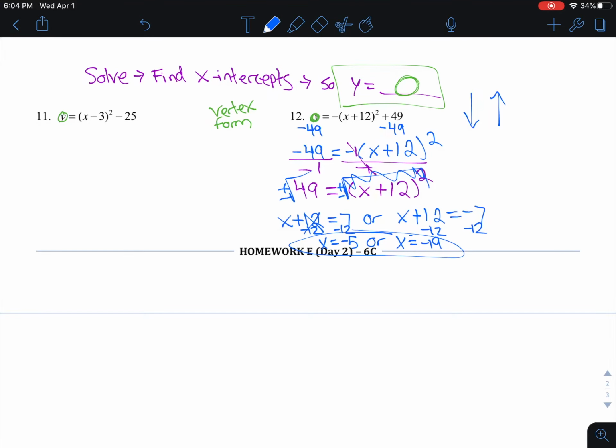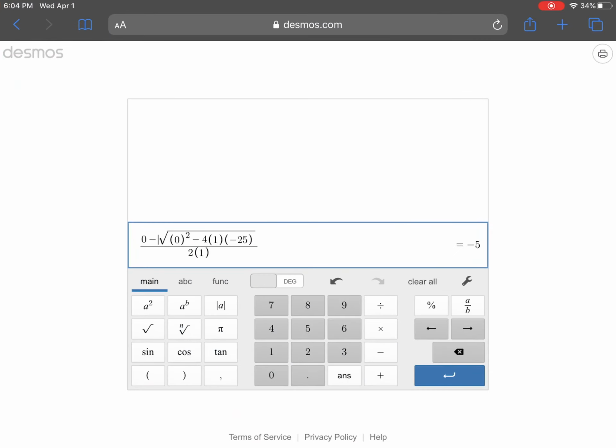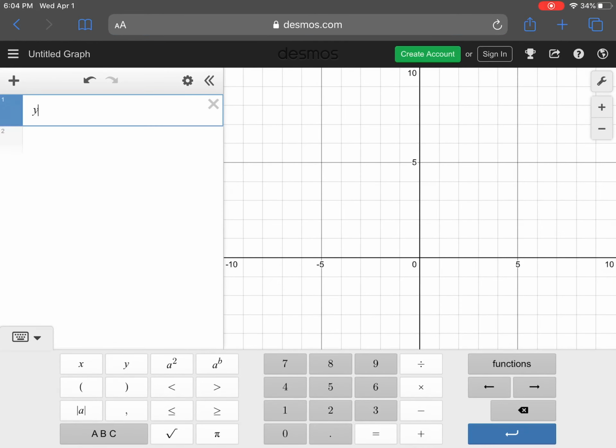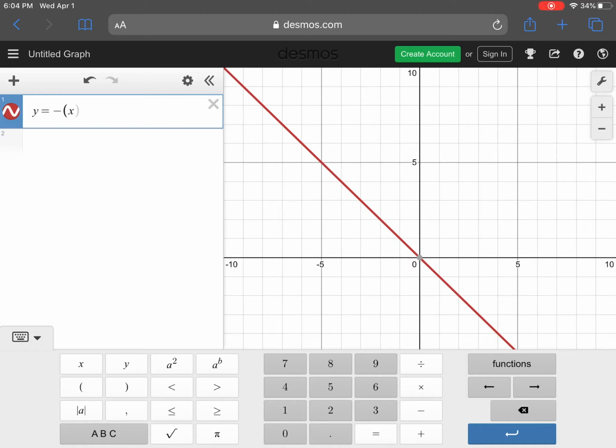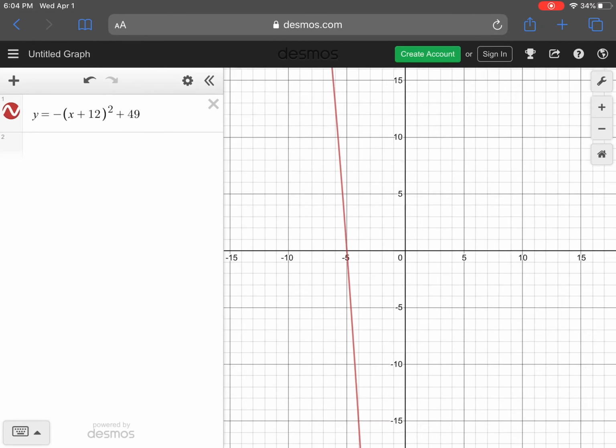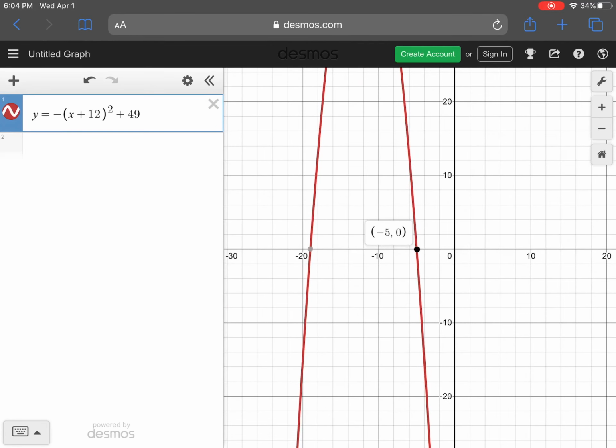And then again, let me just show you if you do graph this. If you do graph this, again, those answers better show up as my x-intercepts. So parenthesis x plus 12 squared plus 49. And as you can see, I got to zoom out, I believe. Boom, boom. Those are the 2 answers I got. Those are my 2 x-intercepts, so that makes sense.